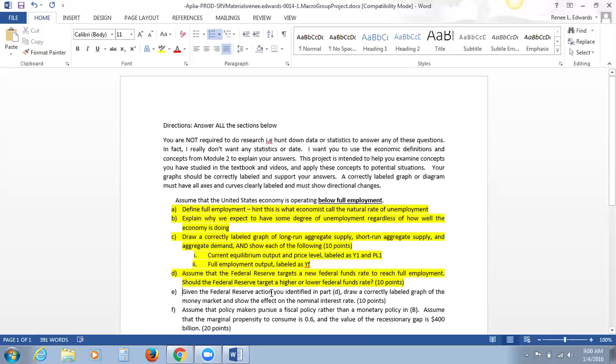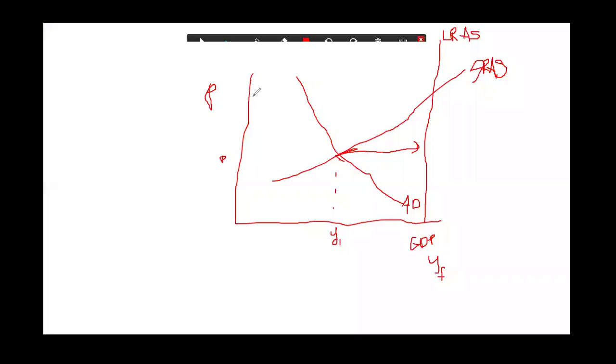Given the Federal Reserve action you defined, draw a correctly labeled graph of the money market and show the effects on the nominal interest rate. What I was looking for in this one, right? And again, this is the aggregate supply, aggregate demand model. So let me clear this. The other model or market we learned was the money market, right?